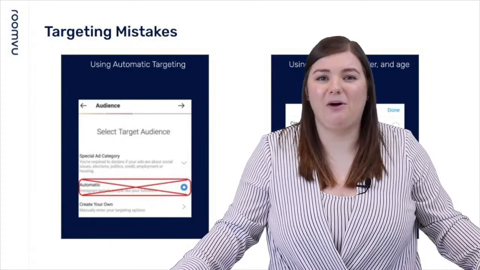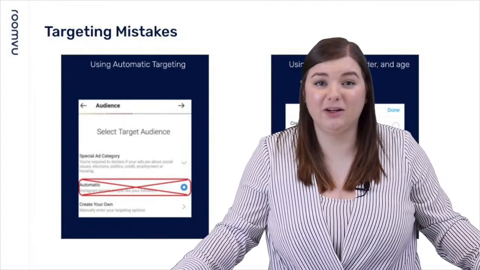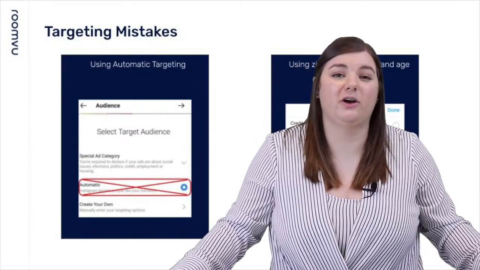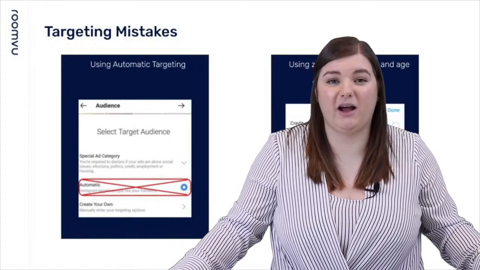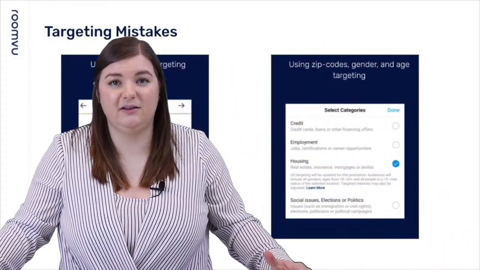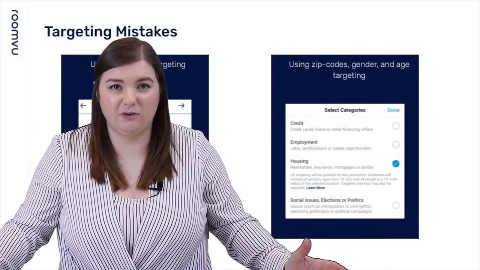It doesn't matter how awesome your ad creatives are if the right people aren't seeing them. But as realtors, it's important to make sure your targeting isn't discriminatory. You must avoid using targeting that violates the Fair Housing Act. This includes targeting based on zip codes, gender, and age.